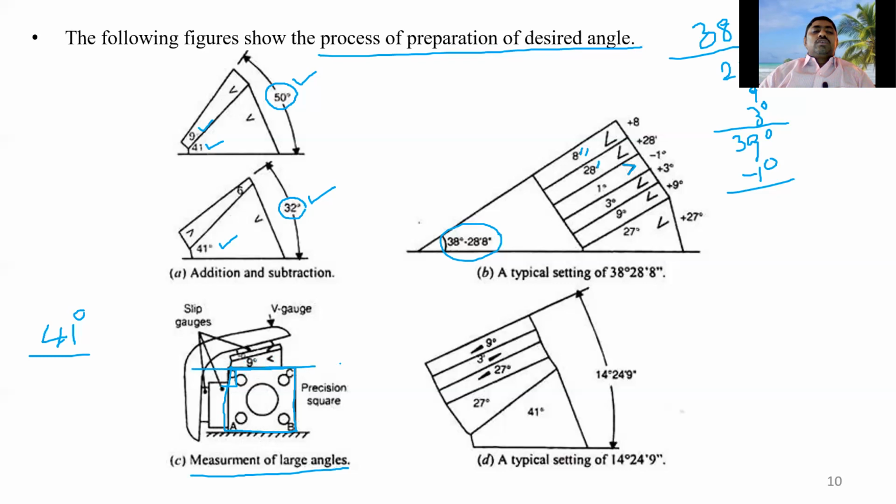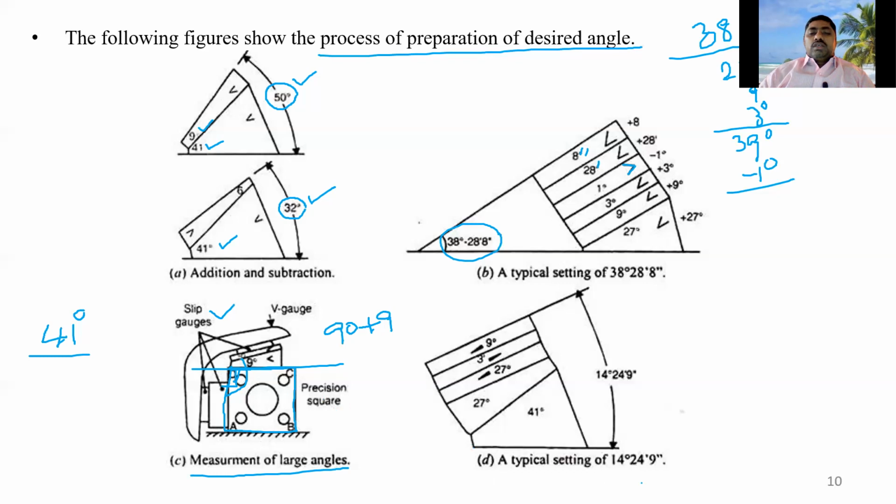So this is 90 degrees. So this angle becomes 90 plus 9, total 99 you will get. This can be done with the help of slip gauges as well as angle gauges and the precision square.